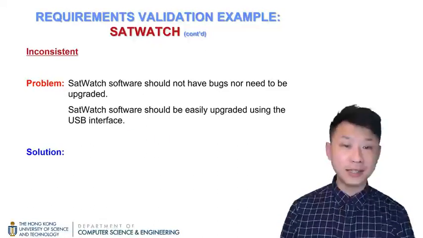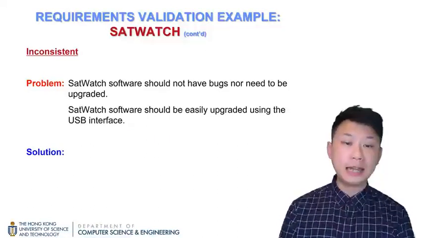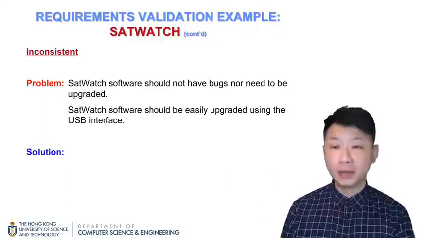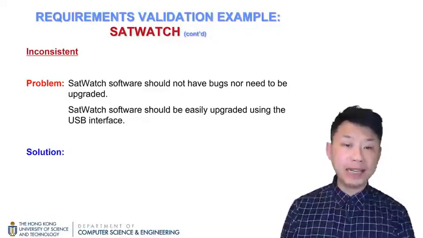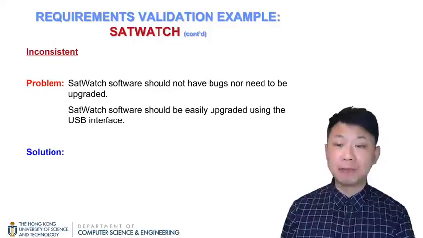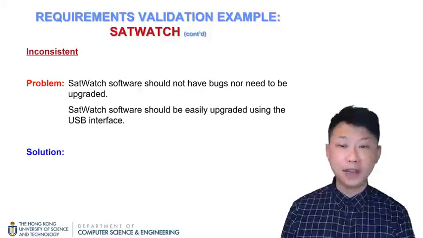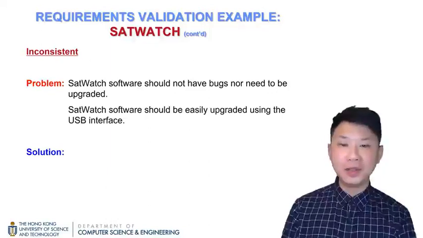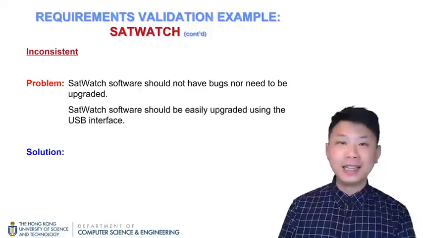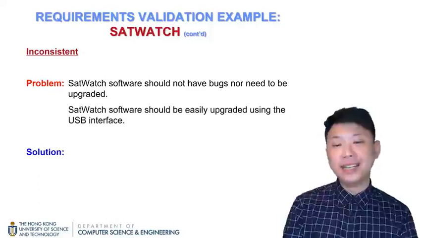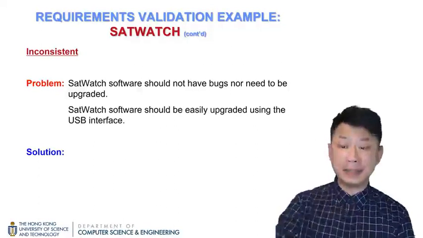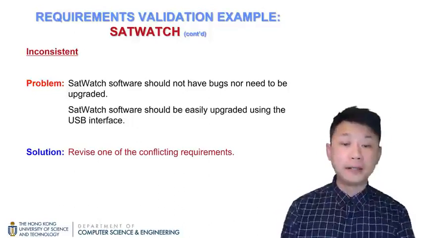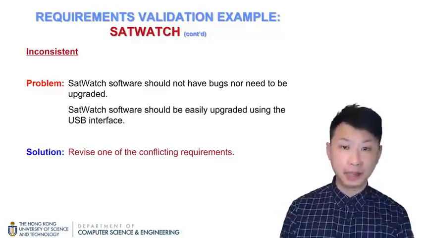And this one is inconsistent. We say that SetWatch software should not have bugs nor need to be upgraded. And in the second requirement, we say that SetWatch software should be easily upgraded using the USB interface. So in one requirement, you say that it should not be upgraded. In the other requirement, you say that it should be easily upgraded using USB. So they are conflicting with one another. So what do we have to do? We have to revise one of the conflicting requirements.